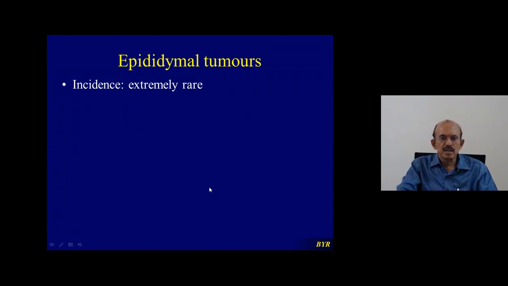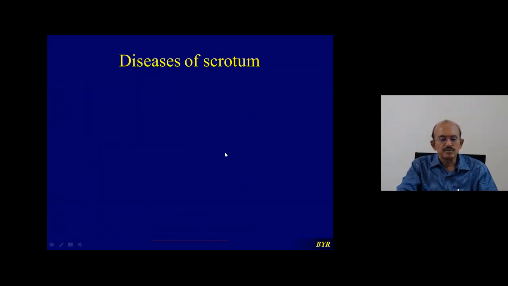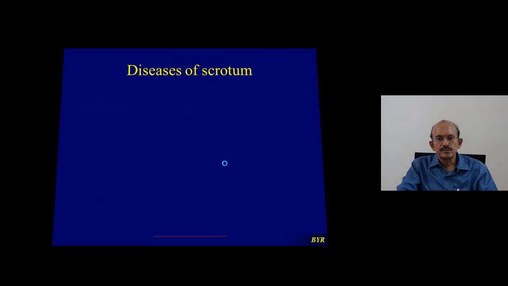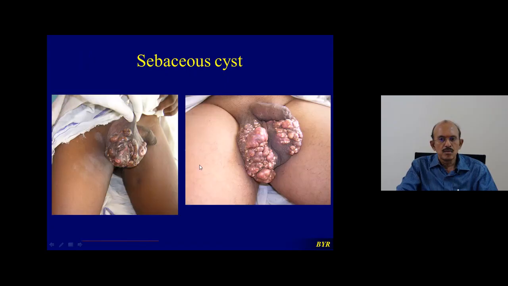Epididymal tumors are extremely rare. Types: benign mesothelioma, malignant sarcoma, secondary carcinoma. Presentation: solid mass in the epididymis. Treatment depends upon the nature of the lesion. Diseases of the scrotum. The commonest disease of the scrotum is the sebaceous cyst. You can see these are multiple sebaceous cysts in the scrotum. So they can produce such gross deformity of the scrotum also.